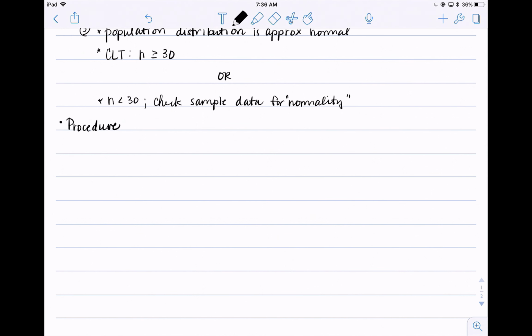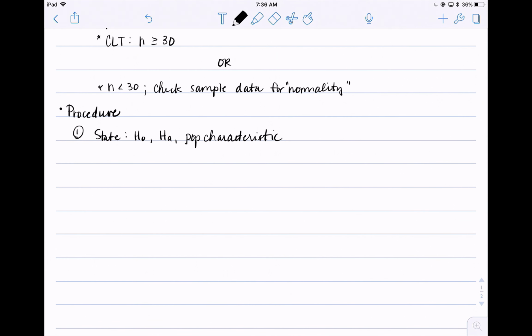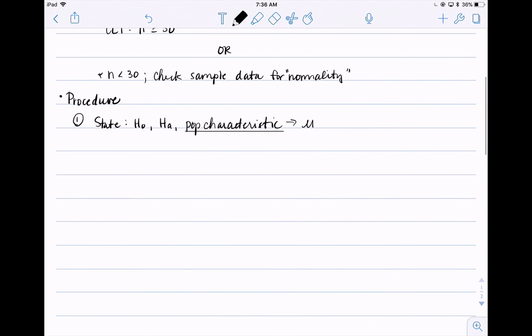First step in the procedure, just like the test for proportions, is to state your hypotheses. So state H0, Ha, and of course your population characteristic. Now here, since we're testing means, this population characteristic is no longer p. We're not testing for proportions anymore, we're testing for means. So this population characteristic now is mu.